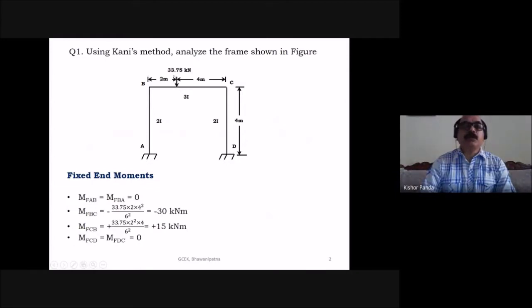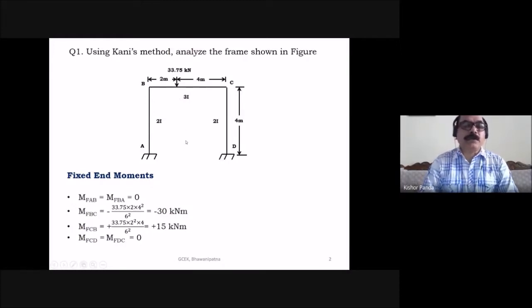So here you see the load 33.75 kilonewton present at a distance 2 meters from the joint B and 4 meters from the joint C. So this is your unsymmetrical loading. So the sway of the frame takes place. So here given A, B, C, D: the length AB and CD is given 4 meters and BC length is given 6 meters. And the moment of inertia of AB and CD is given 2I and moment of inertia of BC is given 3I.